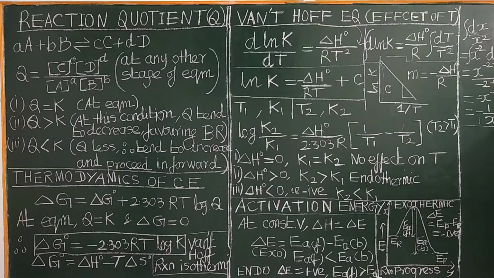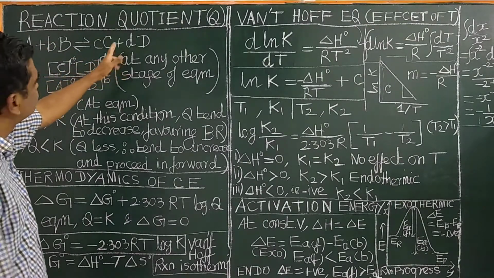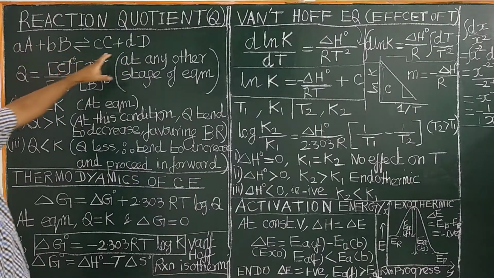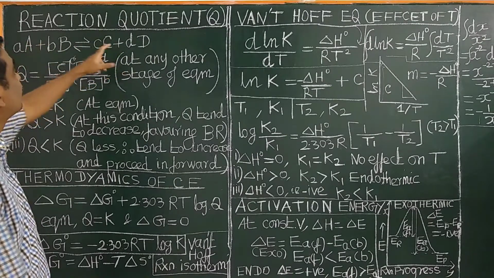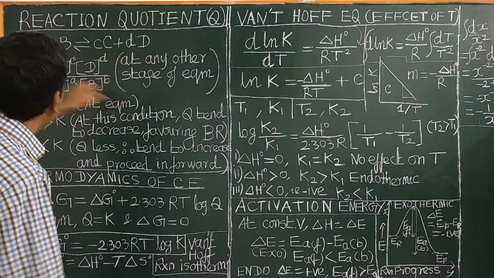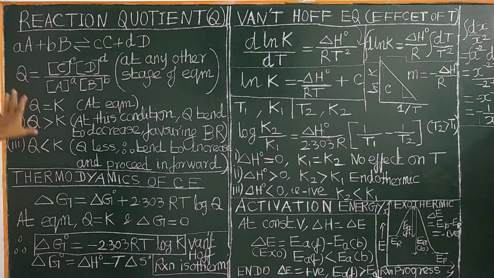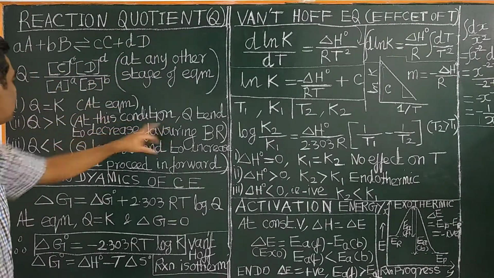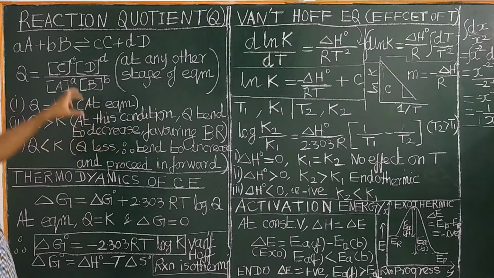The second case is Q greater than K. When Q is greater than K, the products are more than the reactants. The numerator value is greater. Therefore, the reaction proceeds in the backward direction so as to decrease the concentration of the products to reach the equilibrium.